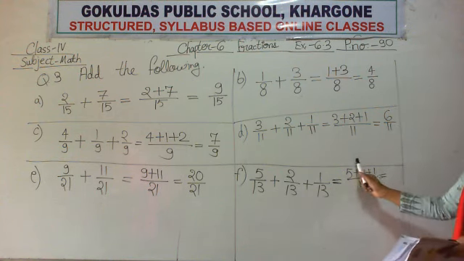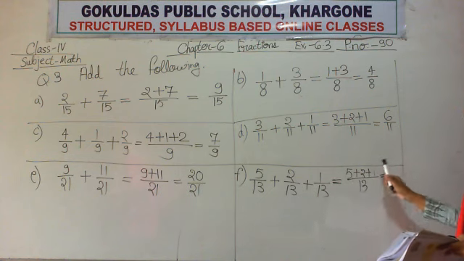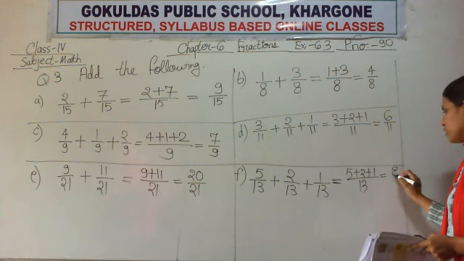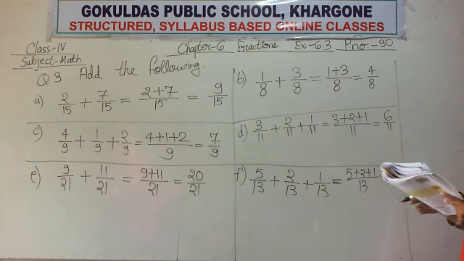Okay, now solve the numerator part. 5 plus 2 plus 1. 5 plus 2 is 7. 7 plus 1 is 8. So 8 upon 13 is our answer.